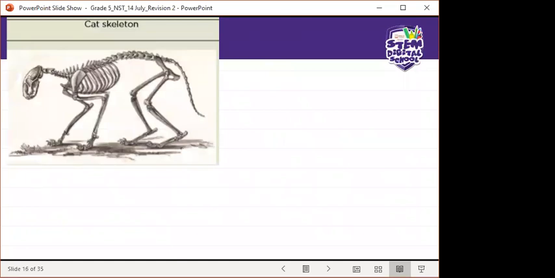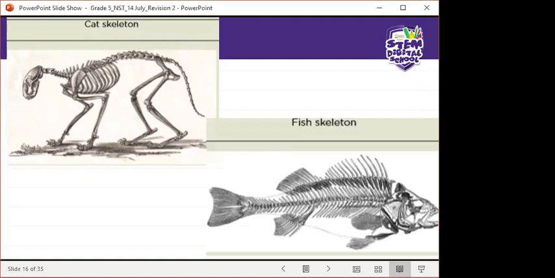Right, so here we have a cat skeleton where we can also see some of the bones that we mentioned in humans present in the cat. Here is the skull, here is the spine or the backbone. Here we have the rib cage, the lower limbs, the toes, and it also has a tail. Then we also have another example of a skeleton. Here we have the fish skeleton, and it looks something like that.